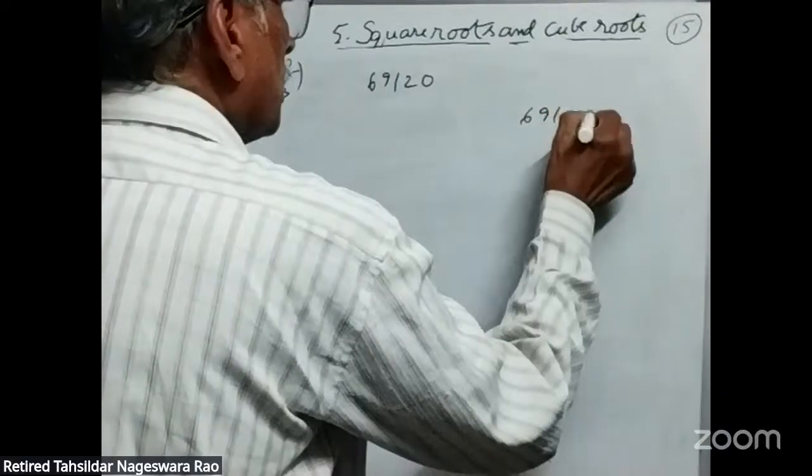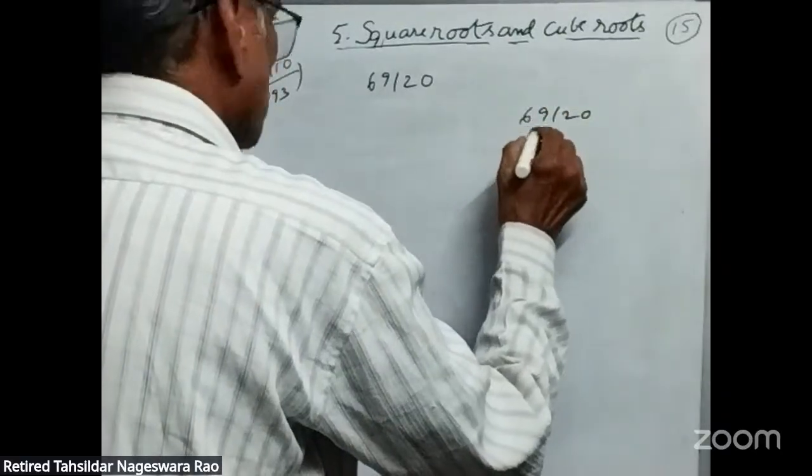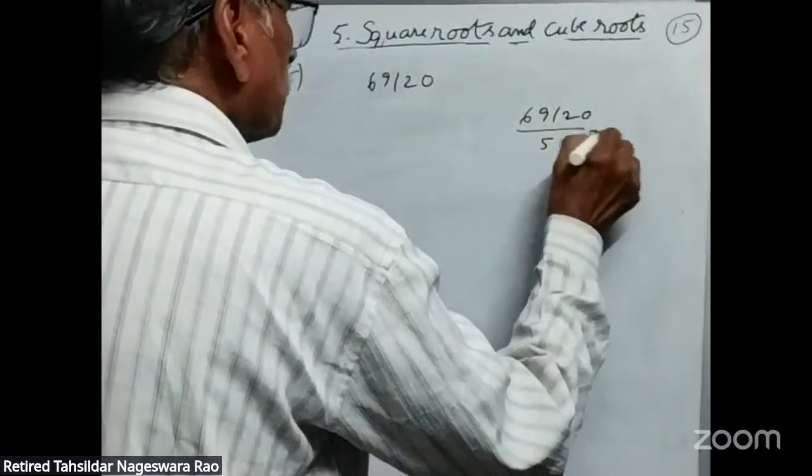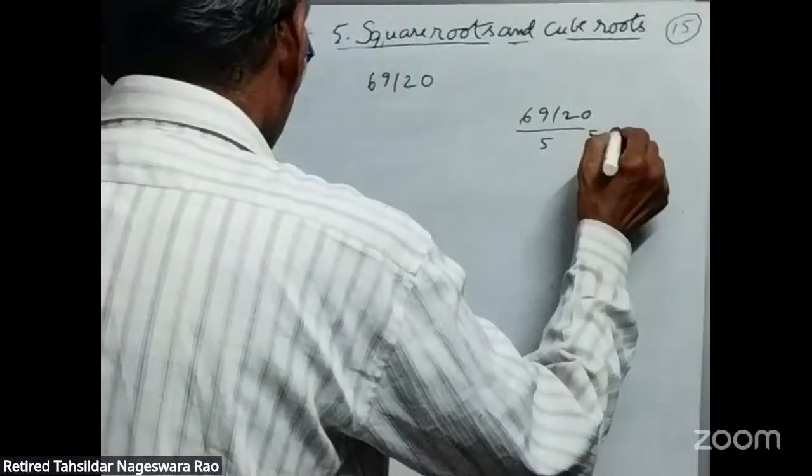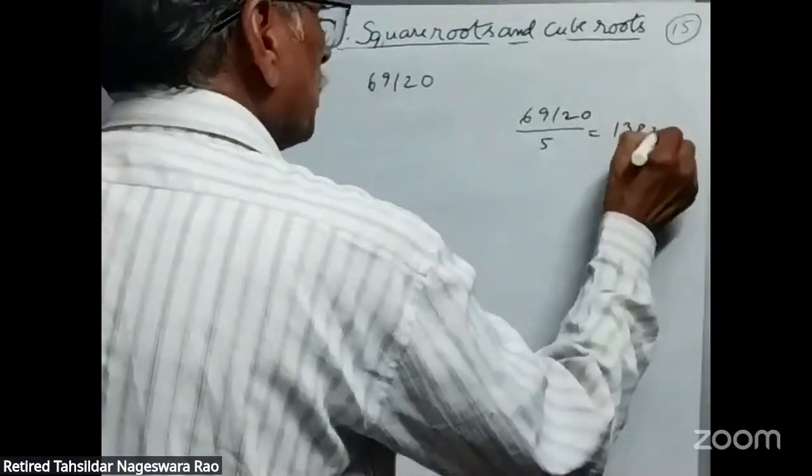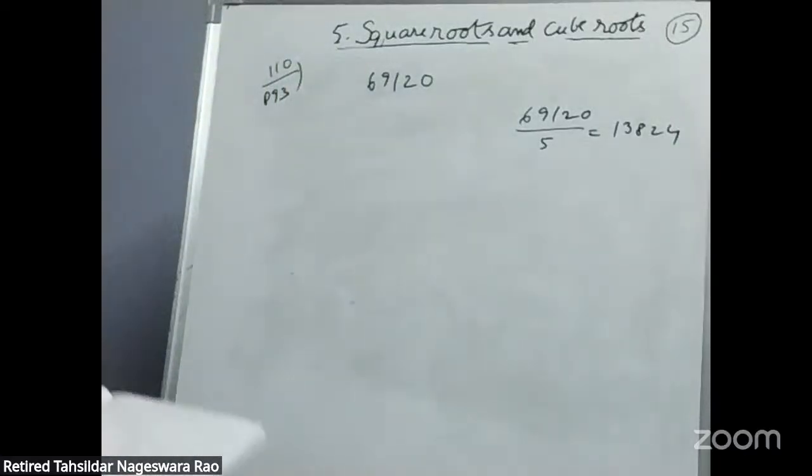69,120, I want to factorize like this. Divide by 5, what happens? We'll get 13,824. 5 is one factor.